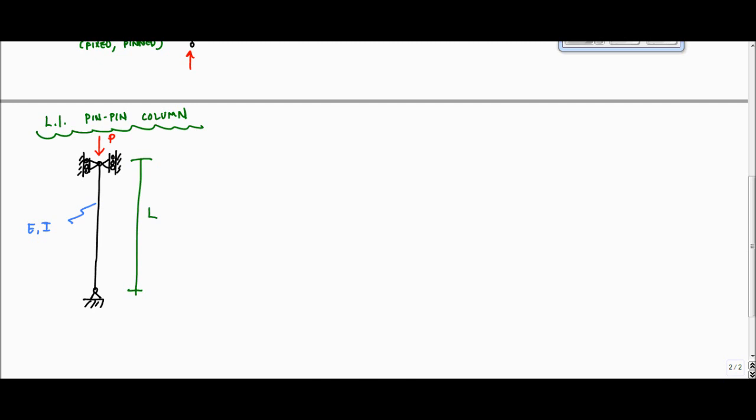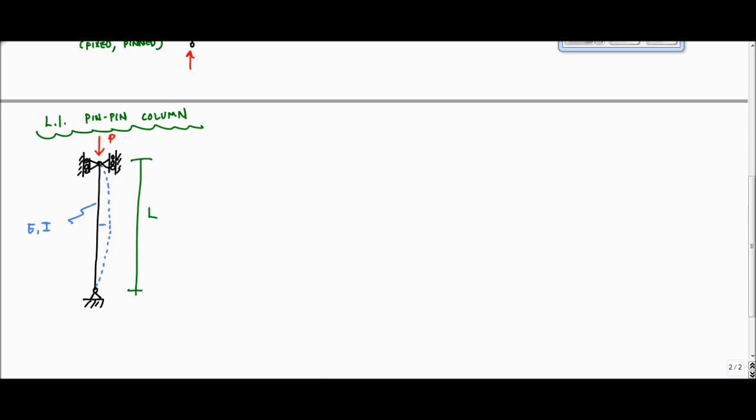And when this buckles right here, what shape does it take? Like some curved shape, like a deflection shape, as if I had the beam here like this and I applied the load like this. Yeah, right? It looks like that. So here the deflected shape might look something like this.